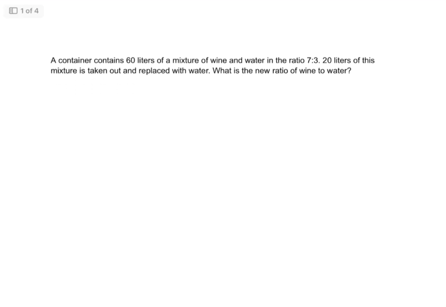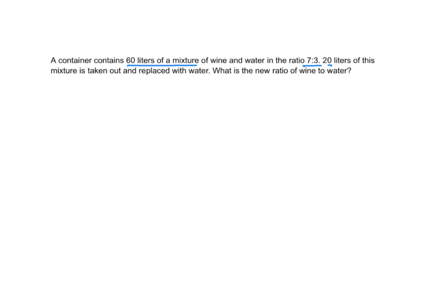This will mostly be the standard classical problems. So, the first problem says a container contains 60 liters of mixture. It has wine and water in the ratio of 7 is to 3. Now 20 liters of this mixture is taken out and replaced with water. Now we have to find what is the new ratio of wine to water.